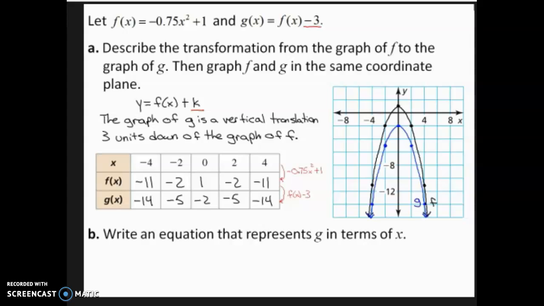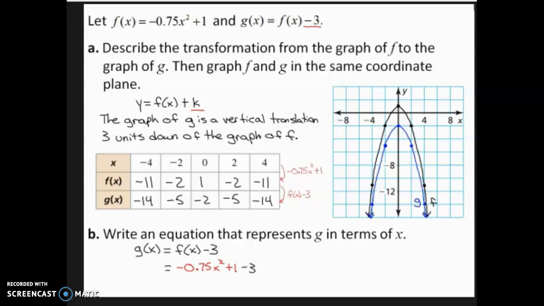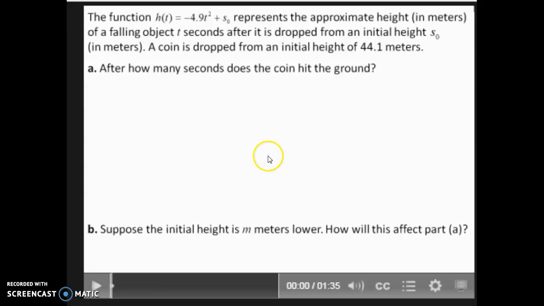Part B. Write an equation that represents g in terms of x. First write the function g. g of x equals f of x minus 3. Next substitute negative 0.75 x squared plus 1 for f of x, to get g of x equals negative 0.75 x squared plus 1 minus 3, which simplifies to g of x equals negative 0.75 x squared minus 2. So the equation g of x equals negative 0.75 x squared minus 2 represents g in terms of x.